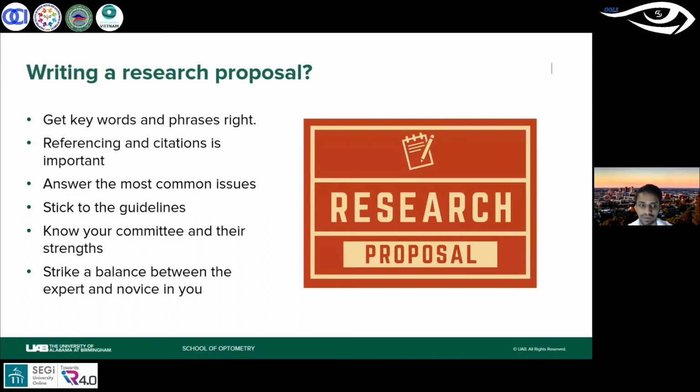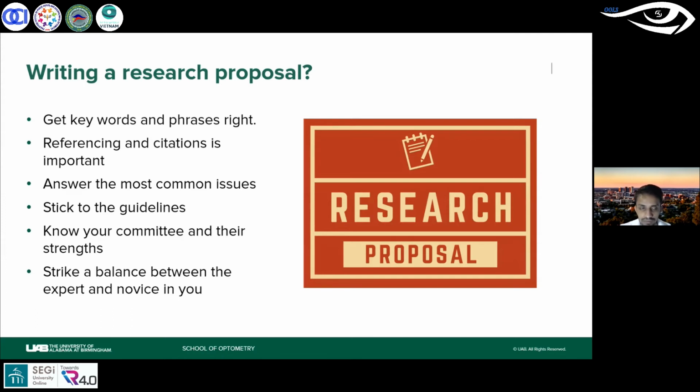So you must strike a balance between the expert, that is you, who knows all this, and the novice, because you are starting your research and they know better than you. So don't throw around ideas that you've just read about. At the same time, don't make it so simplified that it appears that you don't know anything. It is a knife's edge walk, and it needs work and practice, but you can definitely do that over time.